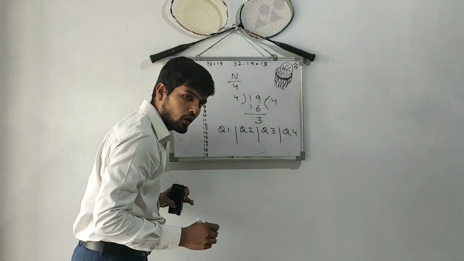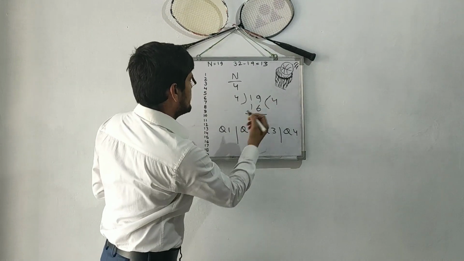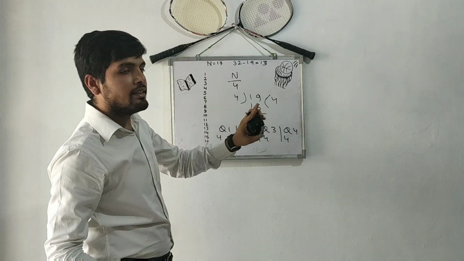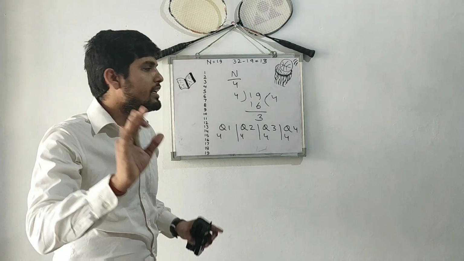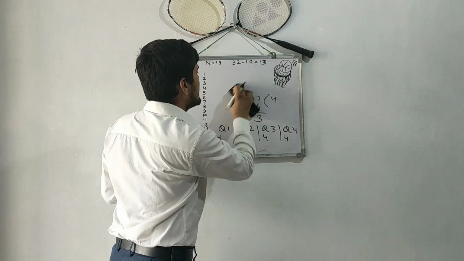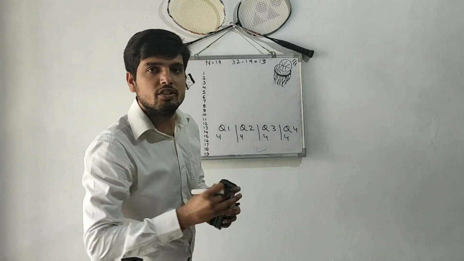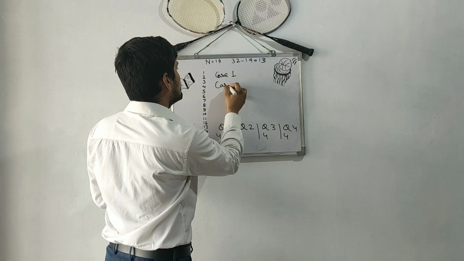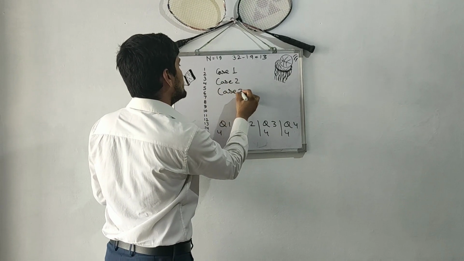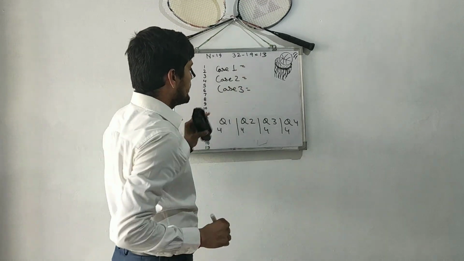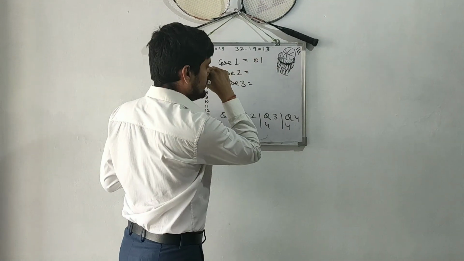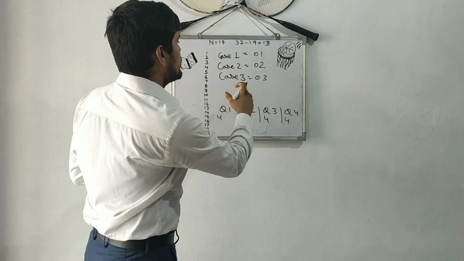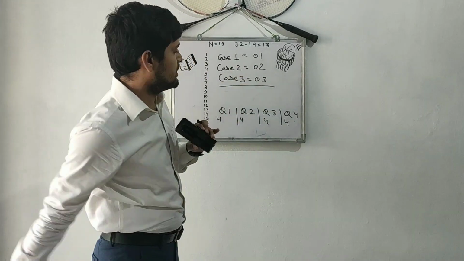Quotient is 4. That means Q1, Q2, Q3 and Q4, where Q represents quarters. So the quotient is 4, 4, 4, 4. Remainder is 3. So there are 3 cases, students. There is a chance of only 3 cases: case 1, case 2 and case 3. In case 1 the remainder is 1, in case 2 the remainder is 2, and in case 3 the remainder is 3. Here we have case number 3.